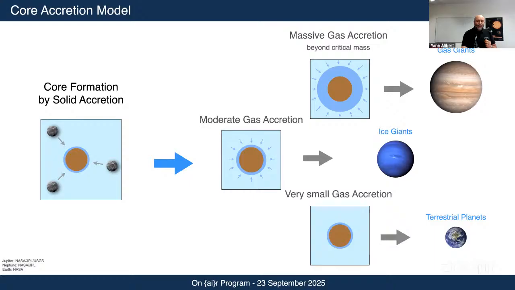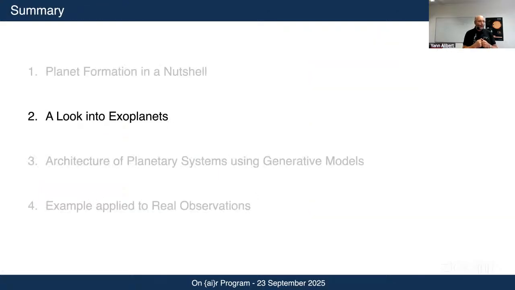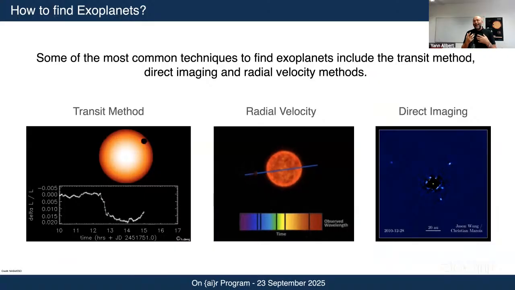Now, for a very long time, we had only the solar system, but then we know, since 30 years from now, actually, that there are other planets outside the solar system, and they are called exoplanets. So how do we know that there are exoplanets? I will spend a little bit of time to explain how we can find and study exoplanets or extrasolar planets.